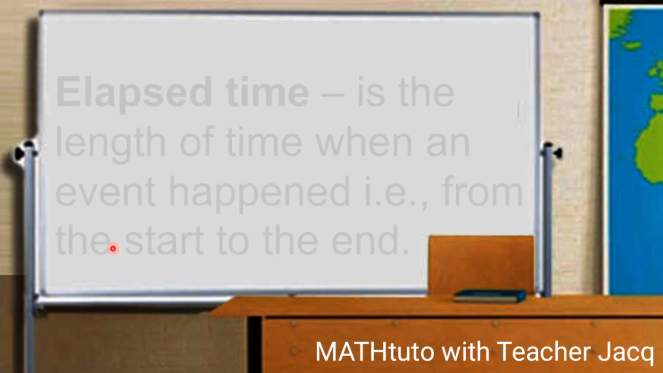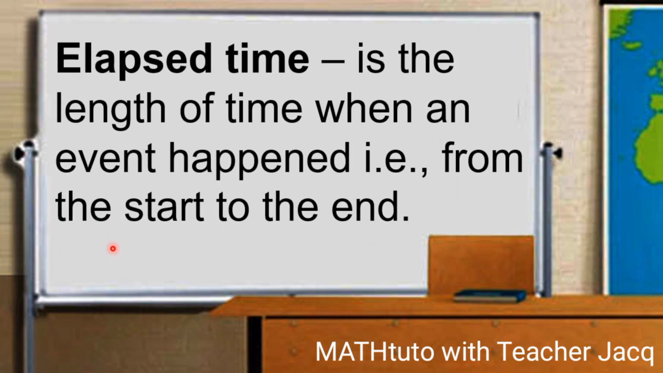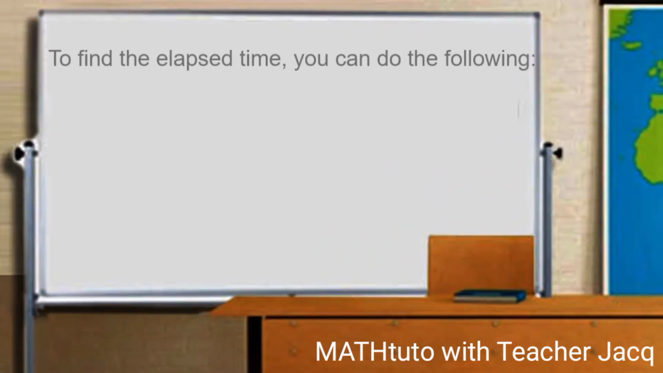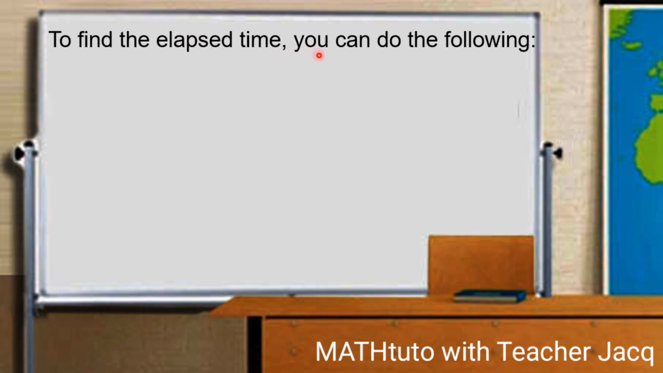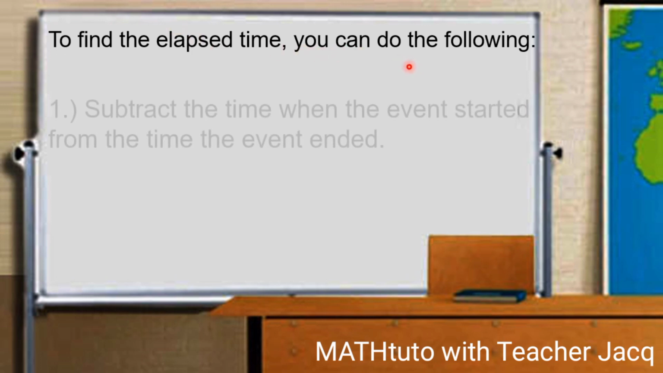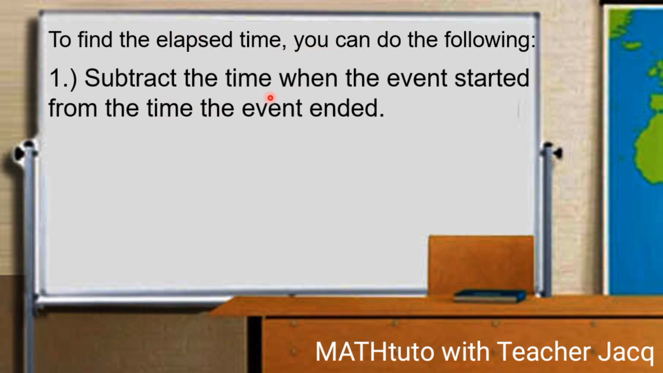Before we solve the problem, let's read the meaning of elapsed time. Elapsed time is the length of time when an event happened, from the start to the end. To find the elapsed time, you can do the following. First, you can subtract the time when the event started from the time the event ended.